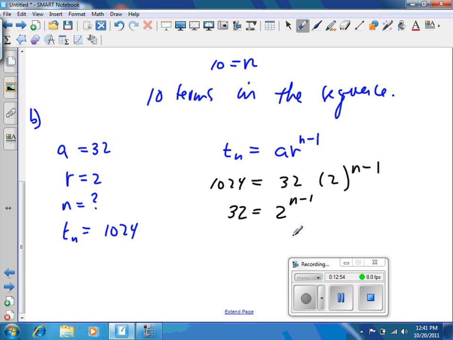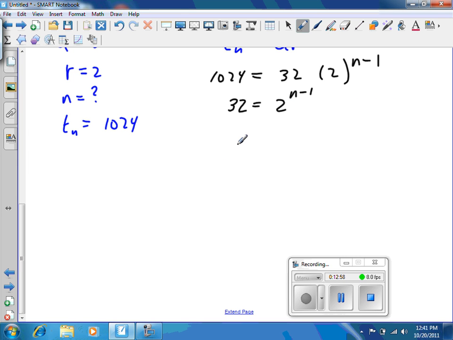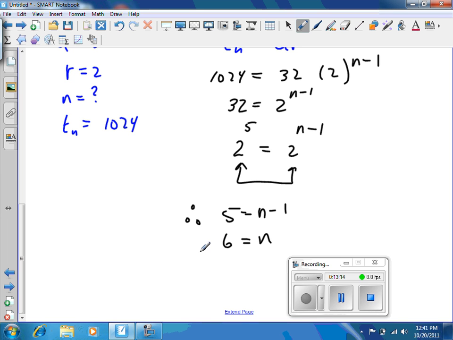And recognize that you have an exponential equation, so go to base 2. And when the bases are the same, you can equate the exponents. So 5 is equal to n minus 1, and n is 6. That means that 1024 is the 6th term of the sequence.